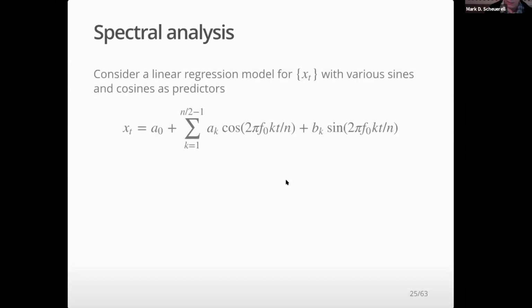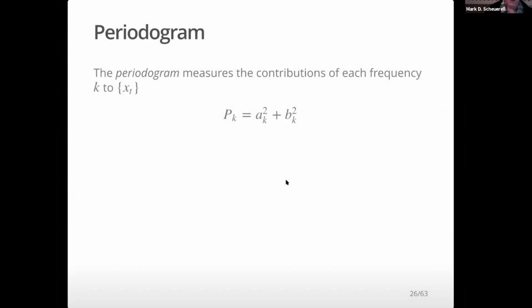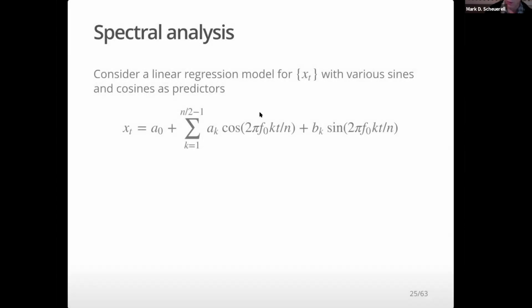So given that, we can construct something called the periodogram, which is the contribution of each of these frequencies. So remember, A is the regression coefficient for cosine, and B was for sine. And so at any one of those Ks, we just square those up, and we can ask how important are either one of these waves at a particular frequency, right? Because here frequency is changing as K changes. That's inside this bit here.